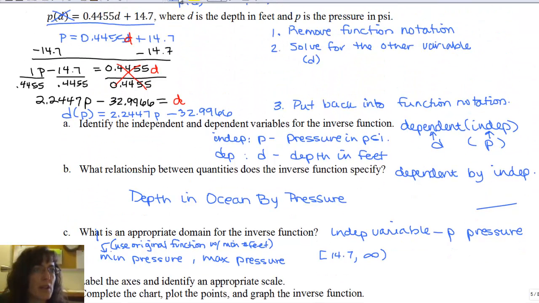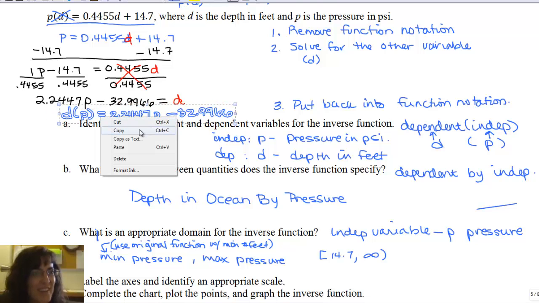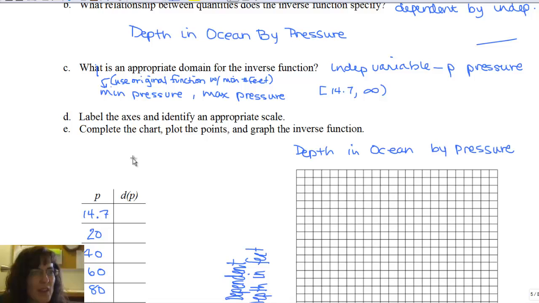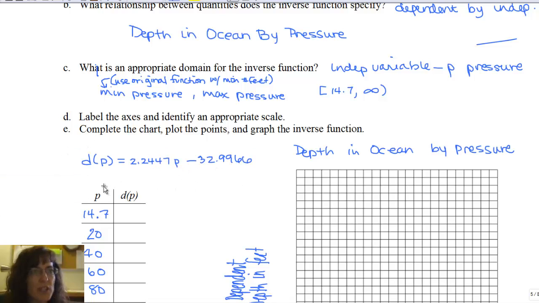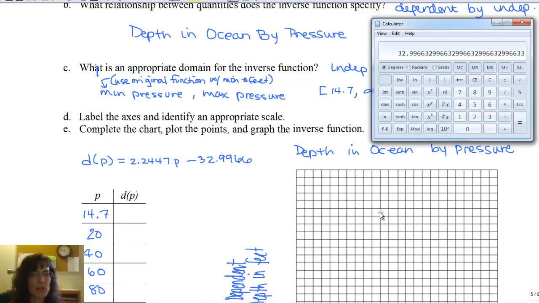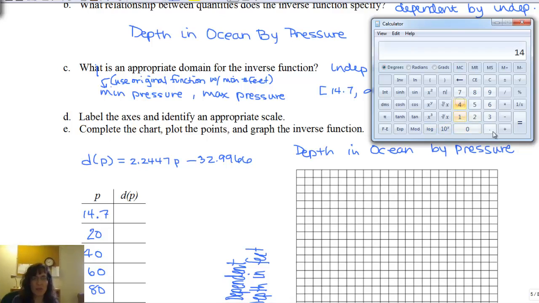Let's see if I can copy it over. There, I got it. Copy, and I'll just paste that down here. So this is the function that I'm looking at. I'm plugging in different values for P that I've already determined here and coming up with depths. When I do, I want to show you this one because it sometimes is a little bit off. So when I plug in the 14.7, let's see what that does.